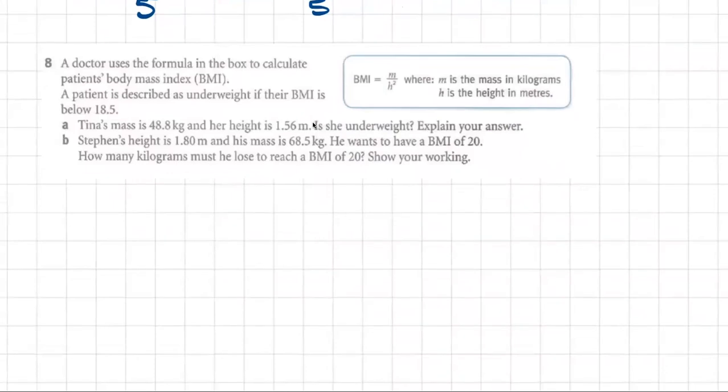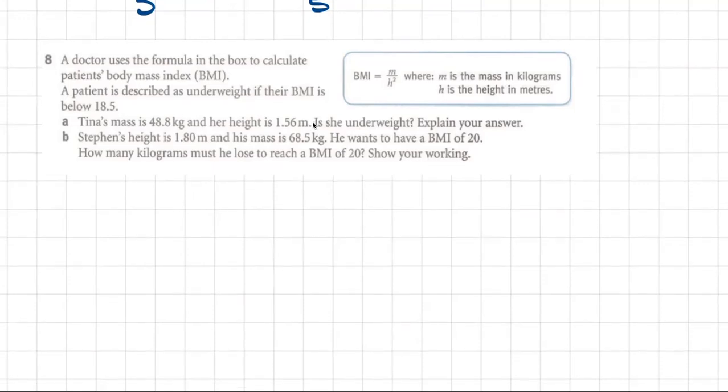Okay, number 8. The doctor uses the formula in the box to calculate a patient's body mass index. The patient is described as underweight if the BMI is below 18.5. Quick note, this one is not really accurate, but you can use it as a general scale. But it has to depend on your lifestyle and what you actually do. All right. So for this one, you need to see what is the mass given and what is the height. The BMI formula is actually mass divided by height squared. All right, so let's look at this one here.